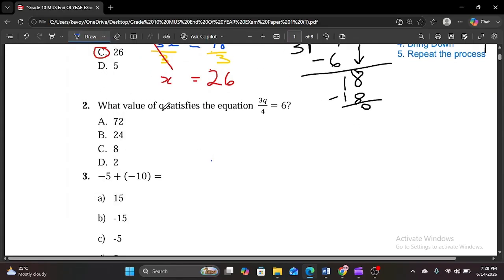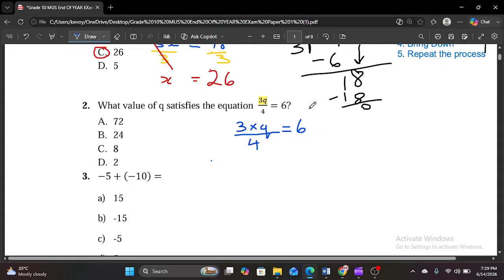So what is the value of q that satisfies the equation 3q over 4 equal to 6? The first thing to look at is what 3q means. 3q means 3 multiplied by q. After we multiply by q, we divide by 4, and that should be equal to 6. If you have an idea of what that is, you can easily write your answer in.